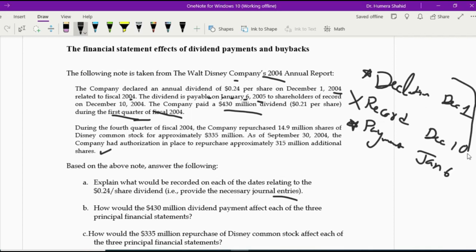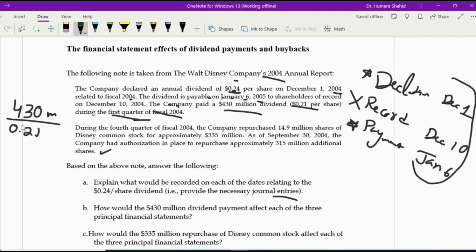I already told you about the 3 dates, and we know the 2 dates on which we need to pass the journal entry, regarding the 0.24 dividend per share. They did not specify clearly the number of the shares, but we can calculate them. If we read this line, the company paid 430 million dividend, and per share dividend was 0.21 in the first quarter. So we divide by 0.21, and we can calculate the number of the shares.